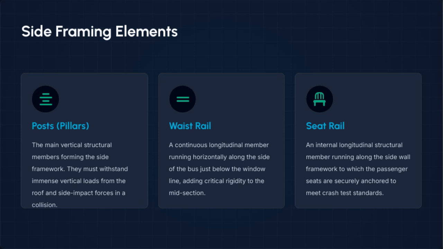Finally, there are the posts, or pillars. These vertical supports help connect different structural elements and contribute to the overall robustness of the side framing system. All these components work together to ensure the bus's structural integrity, safety, and compliance with crash standards. They are essential parts of what keeps passengers protected and the vehicle durable in various conditions.